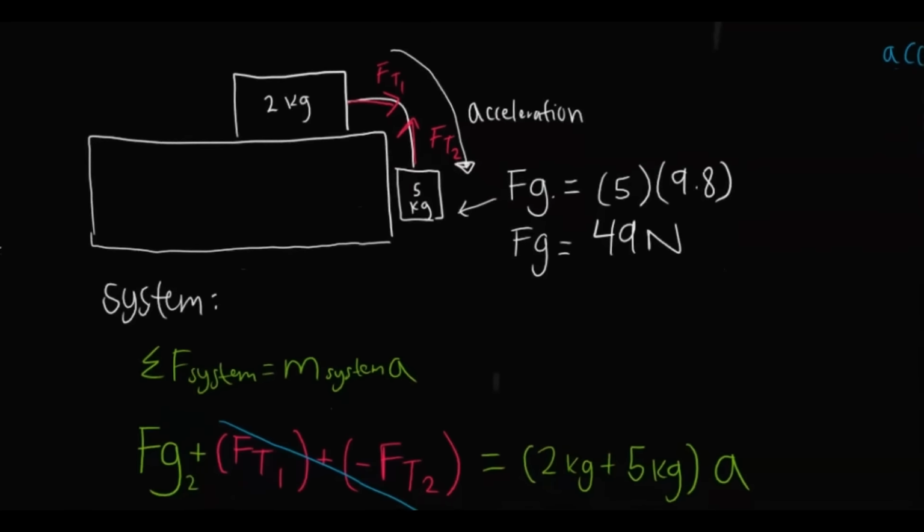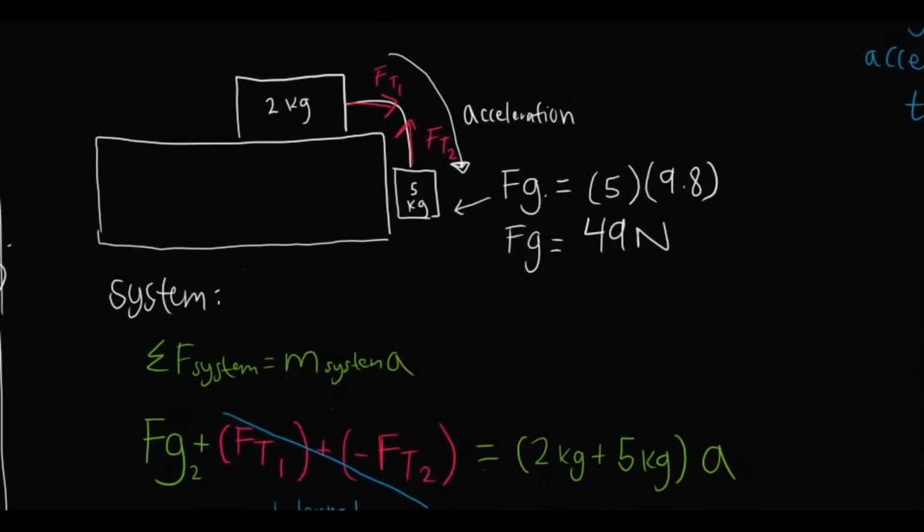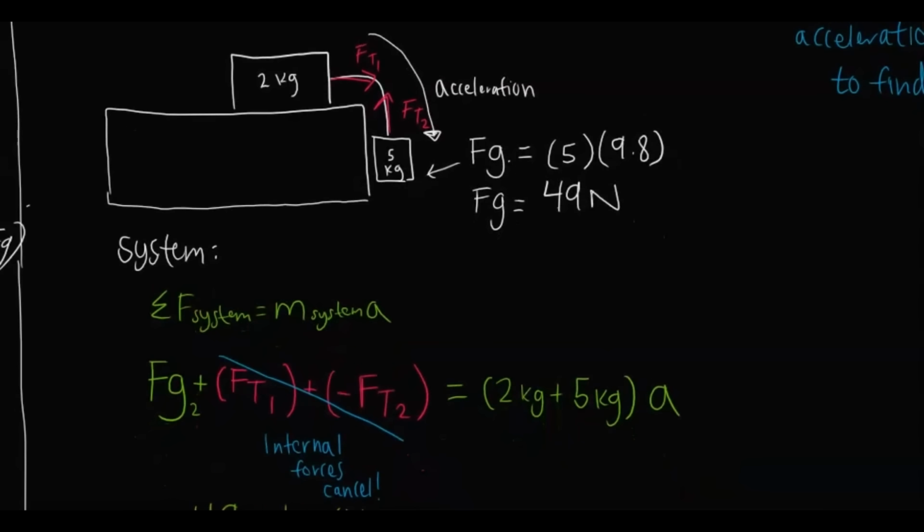So here's a little practice problem. We have a system of two blocks connected by a string. It's accelerating downwards because of that 5 kilogram mass, and the 2 kilogram mass is just on the table. When we observe it from a system's perspective, the net force on it is just the force of gravity acting upon that 5 kilogram mass. So the force of gravity would just be mg, so 5 times 9.8 equals 49 newtons.